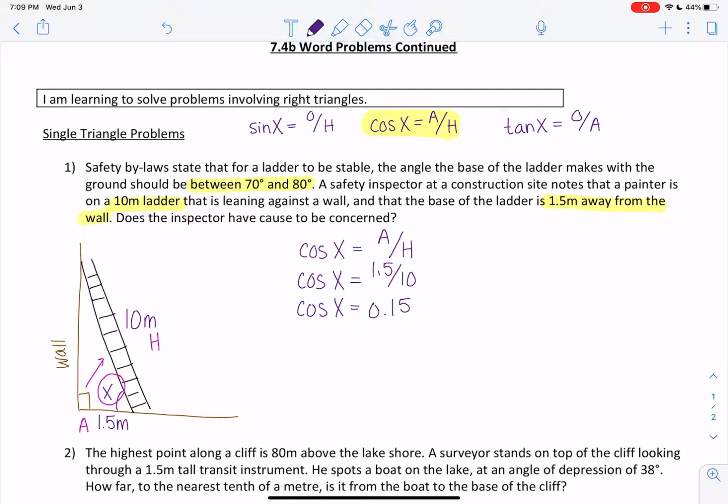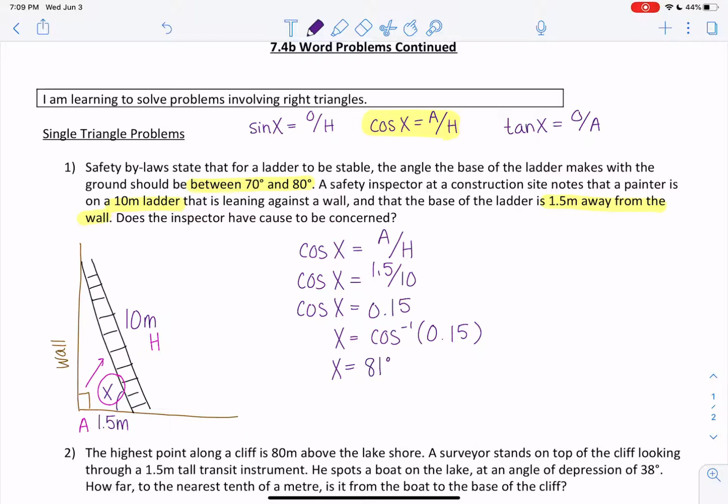And remember, that is not our angle value, that is the cosine of the angle. So we have to undo that cosine. So to do that, we do cosine inverse of 0.15. And if we type that into our calculator, we will get 81 degrees.